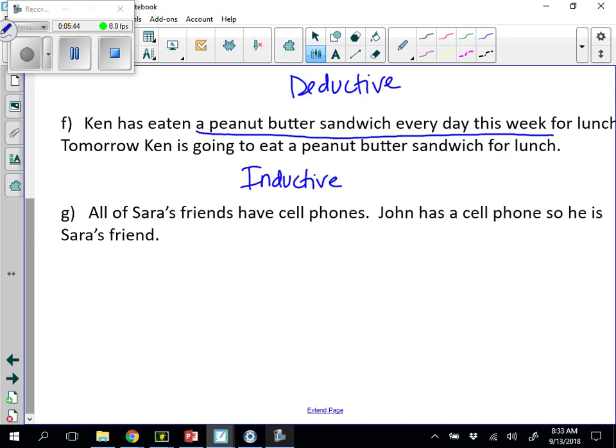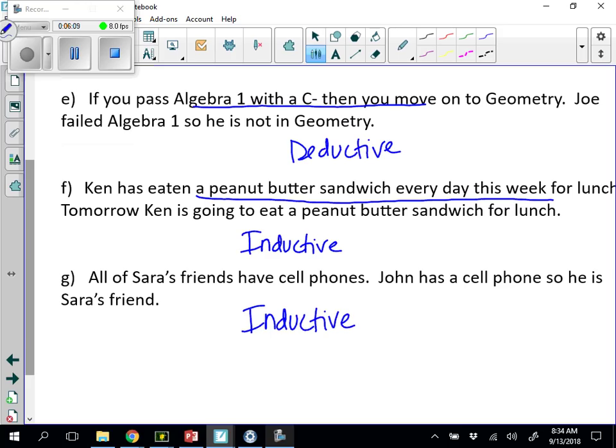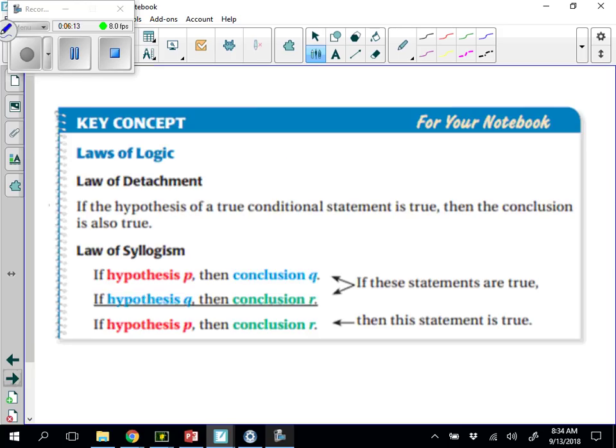Okay, lastly, all of Sarah's friends have cell phones. John has a cell phone, so he is Sarah's friend. This is inductive. Part of this is looking at a pattern: he has a cell phone, so therefore he must be her friend. Okay, this is again just making an observation on what's happening here. So step 1, deductive is factual, and inductive is more pattern-based.